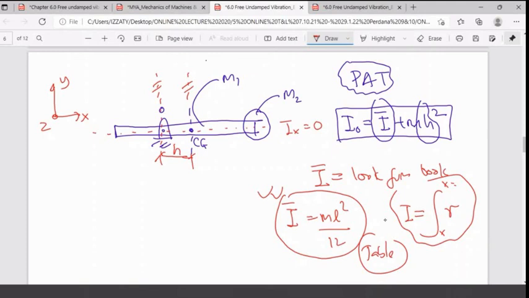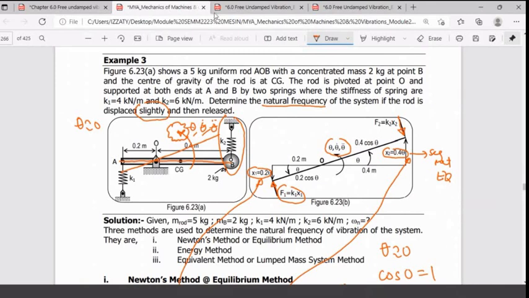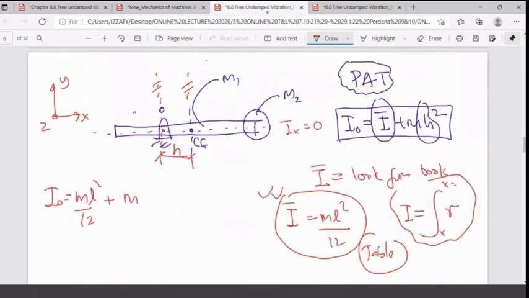So if you have this one, then if you want to look for I naught, for example, it simply gives you m l squared divided by 12 plus m h squared. The h will be the measurement from this one. So in the equation here, they provide you what? They provide 0.2 and 0.4. This one is 0.2, this one is 0.4, so basically 0.6. This one must be 0.1. You will have m l squared by 12 plus m h, where h is 0.1 squared, and this l, your length, is 0.6.